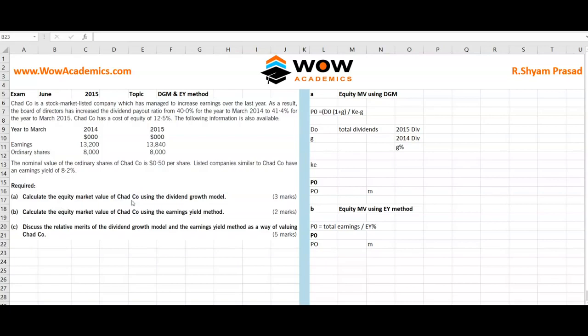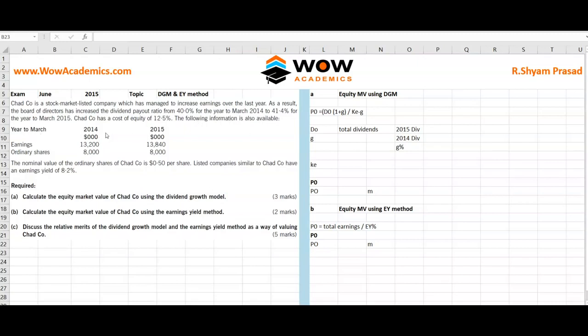Calculate the equity market value of Seco using the dividend growth model. Calculate the equity market value of Seco using the earnings yield method. So we'll start. Seco is a stock market listed company which has managed to increase earnings over the last year. As a result, the board of directors has increased the dividend payout ratio from 40% for the year to March 2014 to 41.4% for the year to March 2015. Seco has a cost of equity of 12.5%. The following information is also available.